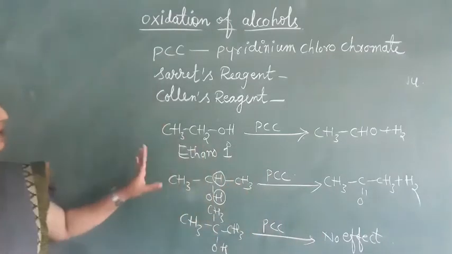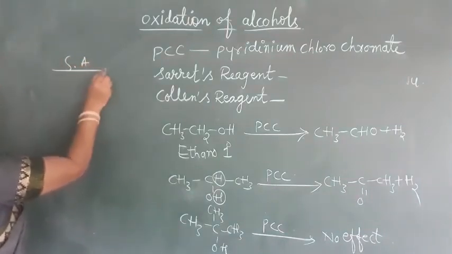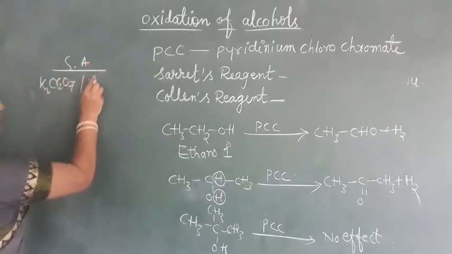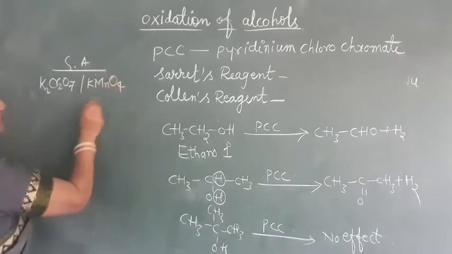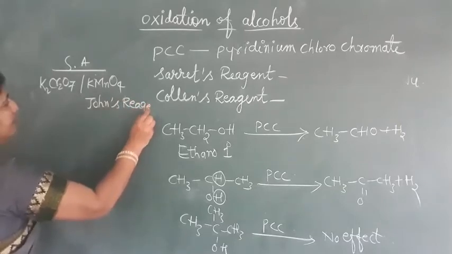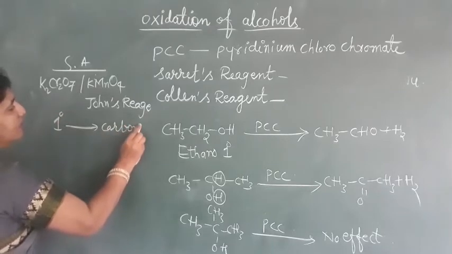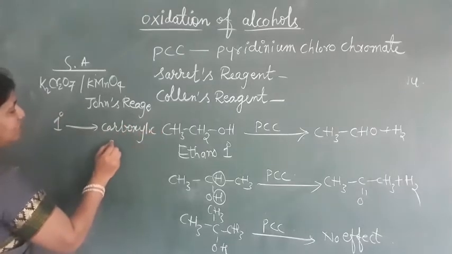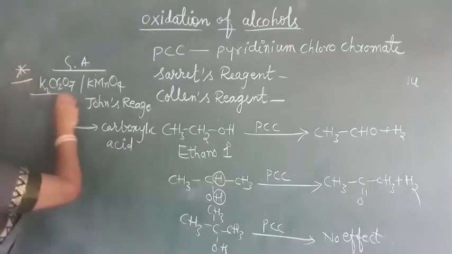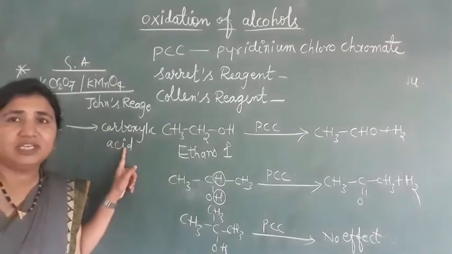So the only difference is, if you take a strong oxidizing agent, which one? K2Cr2O7 or KMnO4 or Jones reagent. Then primary alcohol will give carboxylic acid. This one please remember. Very important key point, please note this down. Primary alcohols in the presence of a strong oxidizing agent will give carboxylic acid.